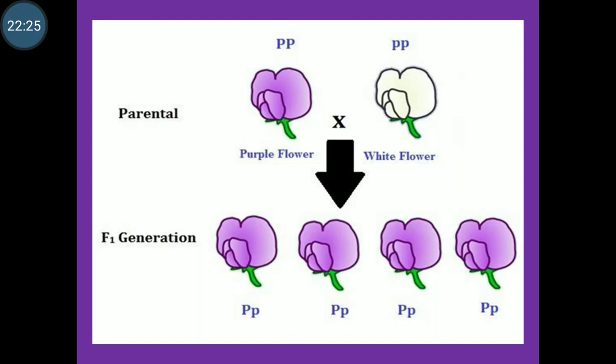Here you can see the cross of parental purple and white, both capital P, that is purple, both small p, that is white. In the F1 generation you can see hybridization, that is all hybrid purple flowers. So the purple allele is dominating.